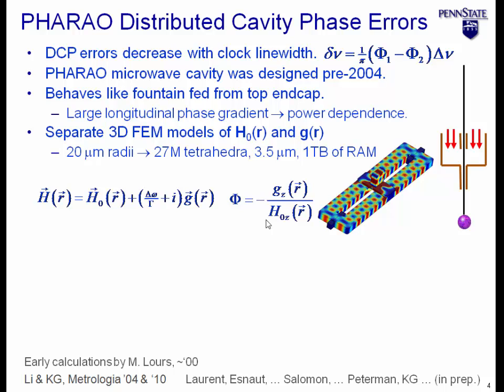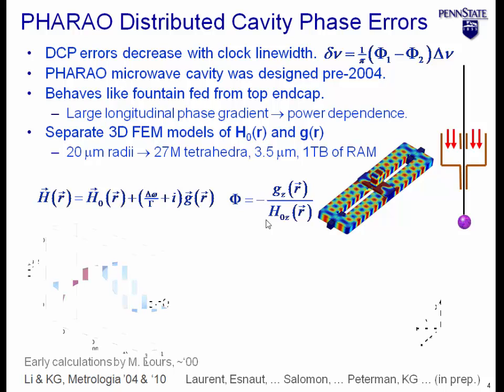In PHARAO, these corners may be as small as, we expect that they're as small as 20 microns. So again, the fields diverge down to the scale of that radius. This cavity is 25 centimeters long, and you have potential divergences at 20 microns. So the tetrahedra to mesh this for convergent fields need to be as small as about 3.5 microns in a 25 centimeter cavity. It doesn't have cylindrical symmetry, so you have to do a full 3D FEM. We end up then being able to solve it, just barely, with 27 million tetrahedra and taking a terabyte of RAM. So that's all that we have available, and we use all of it.